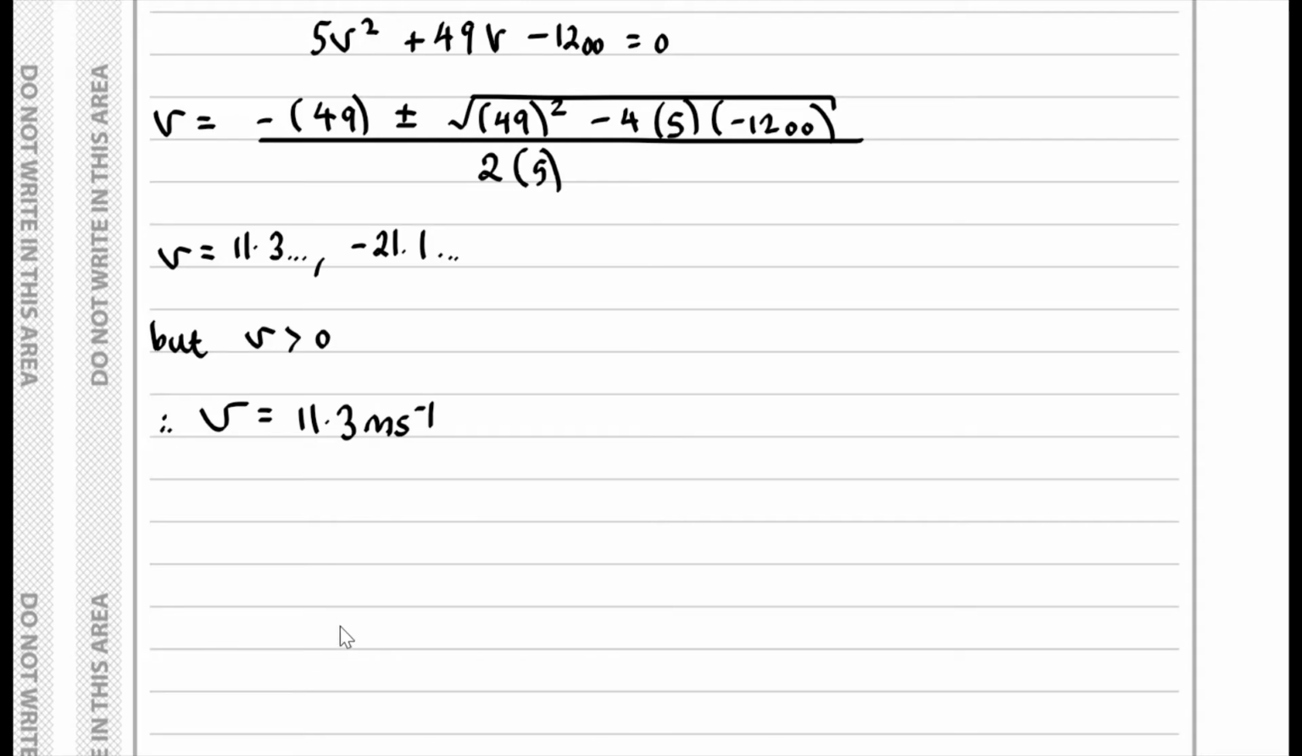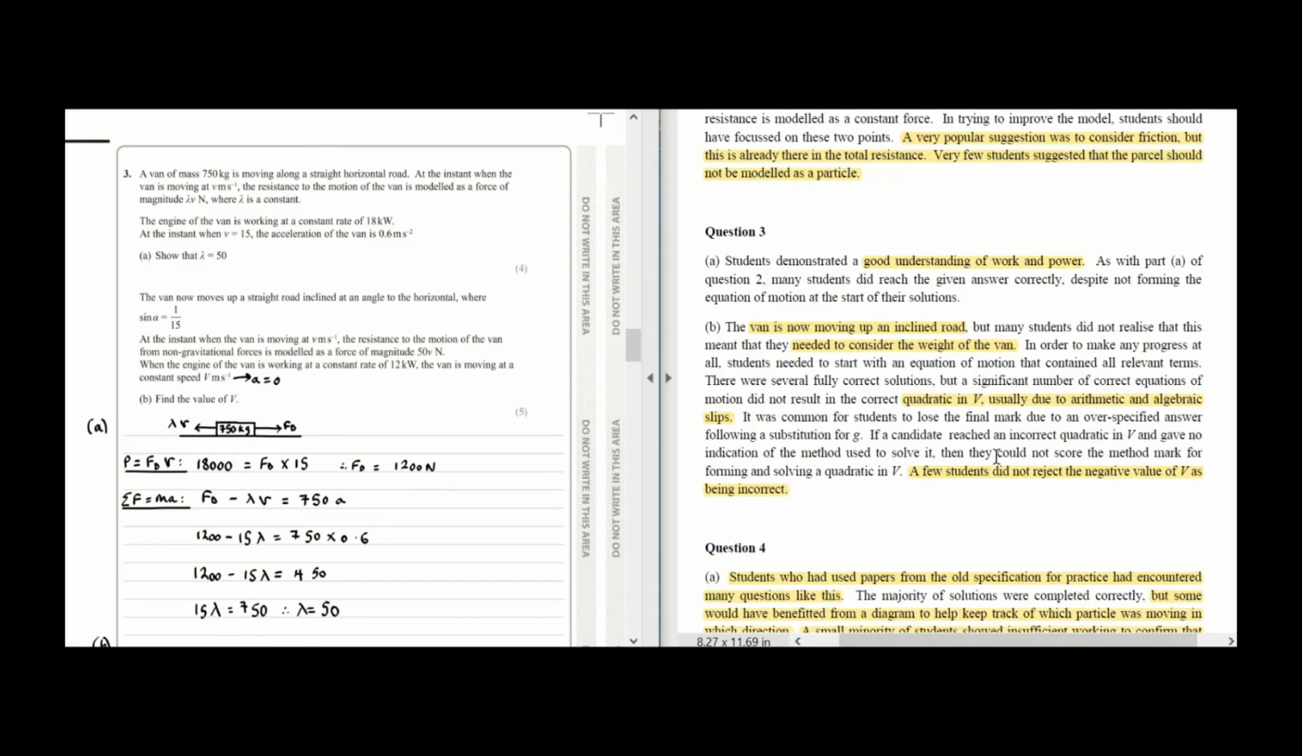Okay. In terms of question 3 for part A, people understood the work power principle pretty well. Many people did reach the final correct answer despite not forming an equation of motion at the start of their solution. I don't know if that made a difference or not.